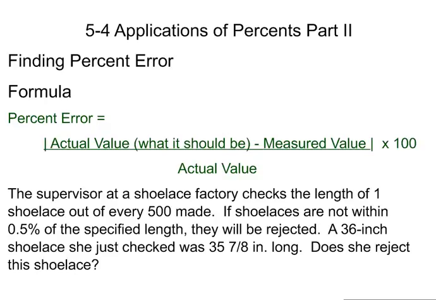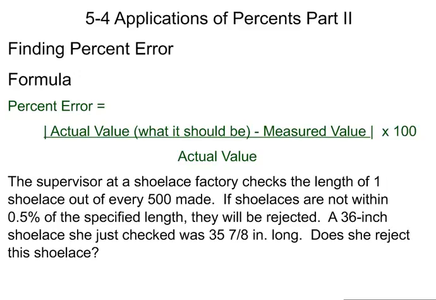The formula for finding percent error is: percent error equals the absolute value. Remember, these bars mean absolute value. So the absolute value of the actual value, what it should be, minus the measured value, what you actually measure, divided by the actual value again, the whole thing multiplied by 100. Don't forget that last part, by 100. So pause the video, write down the formula.